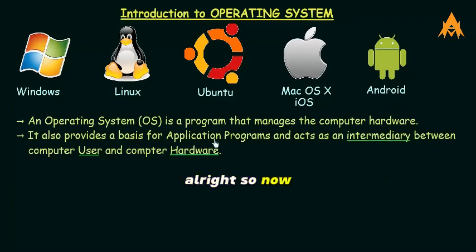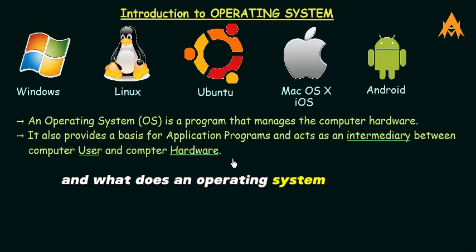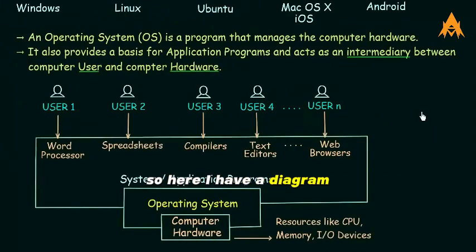Alright, now before we try to understand these two lines we have written here, let us take a diagram to understand the basic structure of a computer system, so that we can understand what an operating system is and what it actually does. Here I have a diagram which represents the basic components of a computer system. First of all, at the lowermost level, we have the computer hardware. And what is computer hardware?